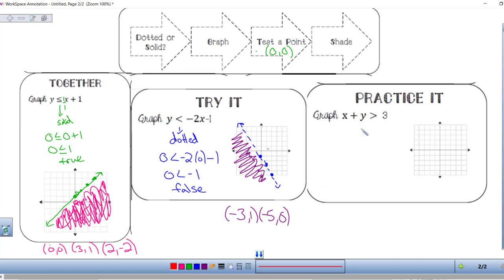This one we have to use the cover-up method. Before I do that, I'm going to notice that we are going to use a dotted line because I don't have the equals part. I cover up, 3 divided by 1 is 3, 3 divided by 1 is 3, so the x and y intercepts are both 3. Connect with a dotted line.